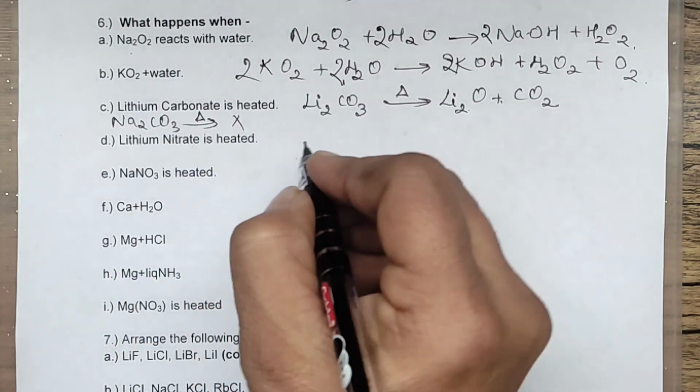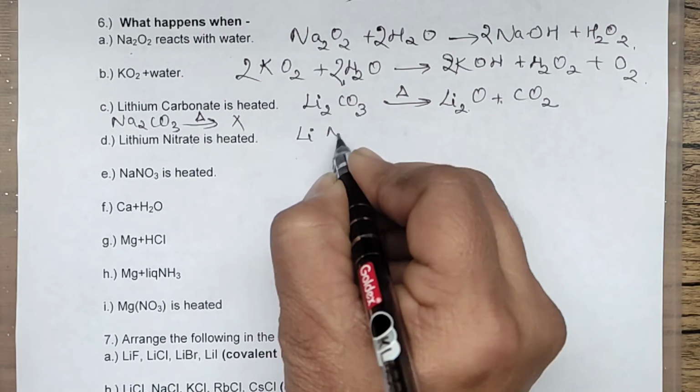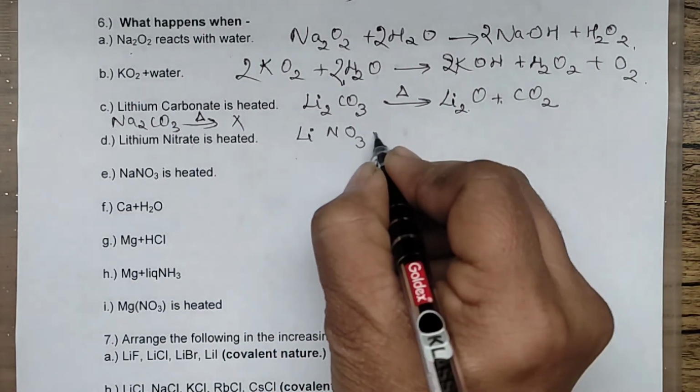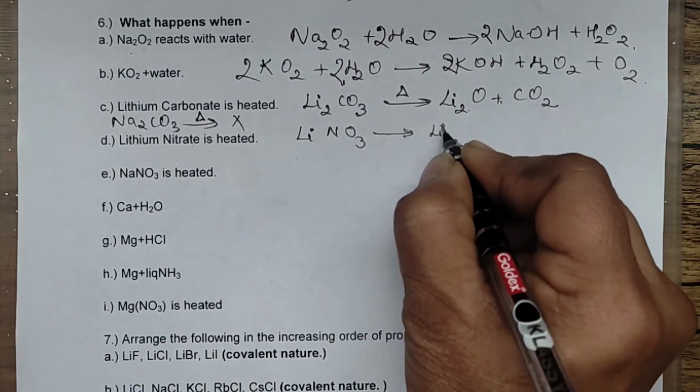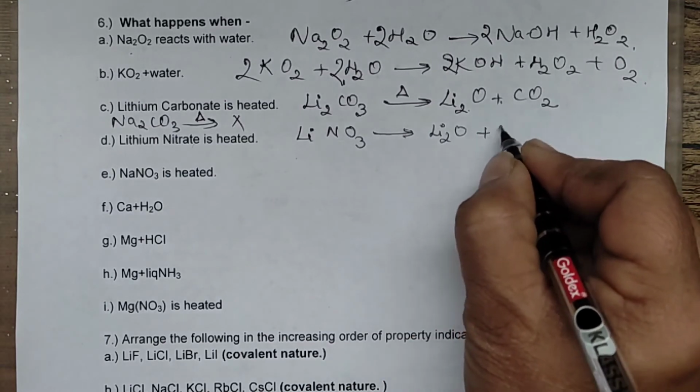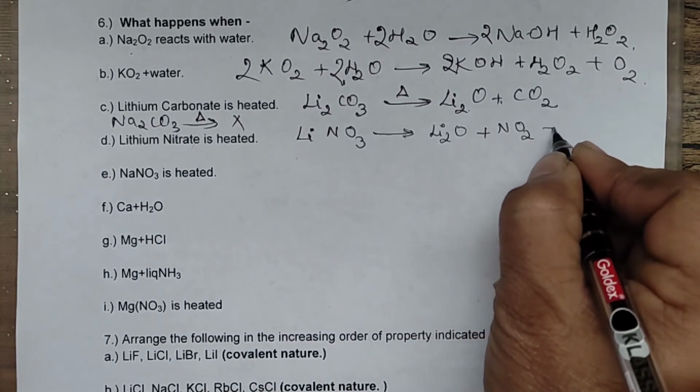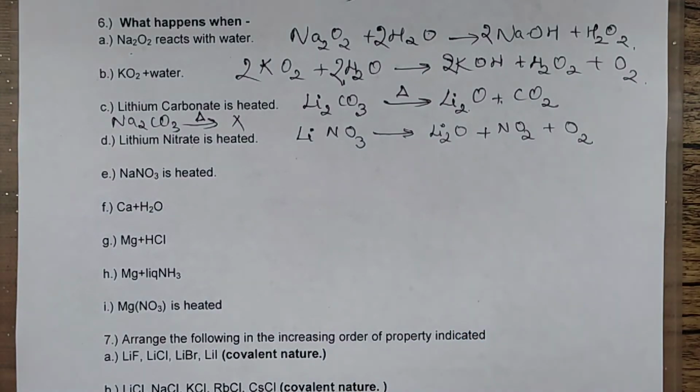When lithium nitrate, LiNO3, is heated, it will result in the formation of the corresponding oxide plus reddish brown gas plus oxygen gas.